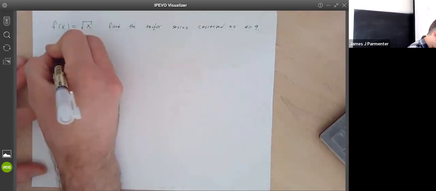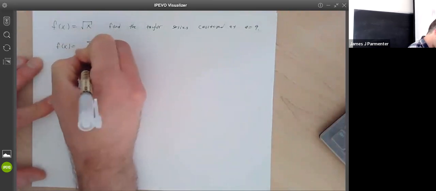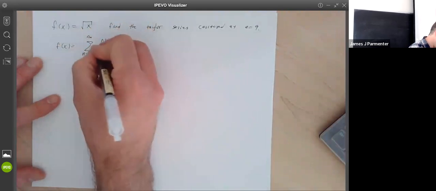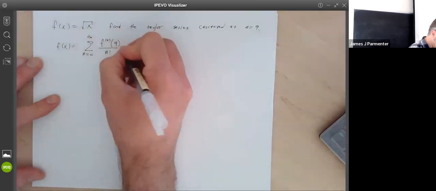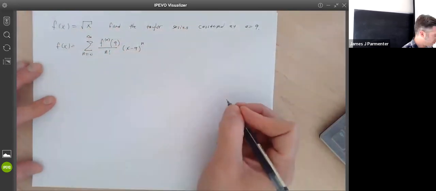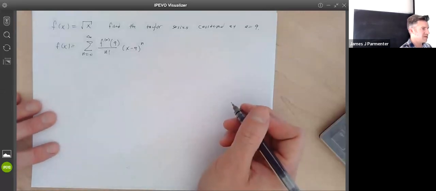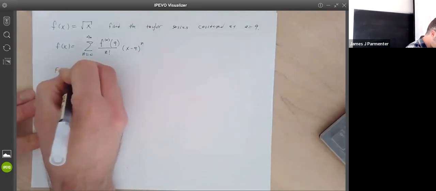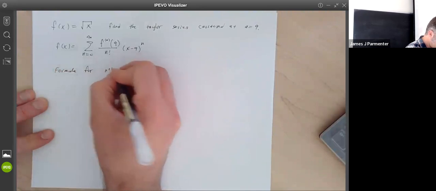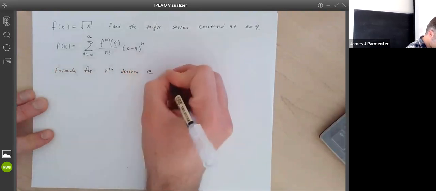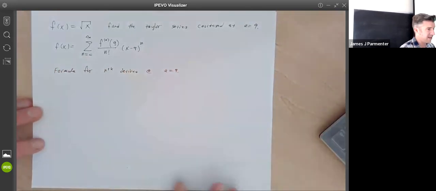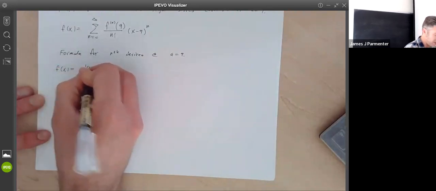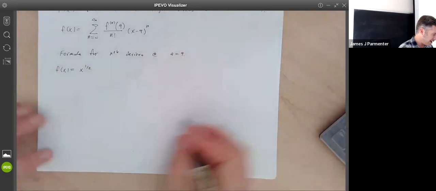So again, we know our Taylor's formula. It's the sum from n equals 0 to infinity of the nth derivative evaluated at 9 in this case over n factorial times x minus 9 to the nth power. And so our job, which is sometimes hard, sometimes easier than it's going to be here, is to find a formula for the nth derivative at a equal to 9. And this is where we just have to start going. Our function is the square root of x, which you're almost always going to want to write as x to a power. And then we're going to start finding derivatives.